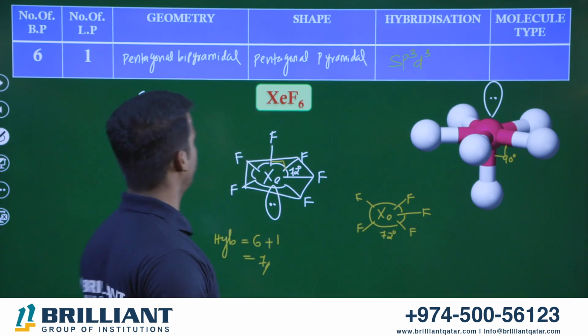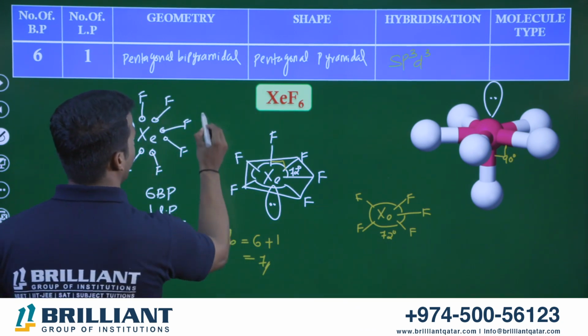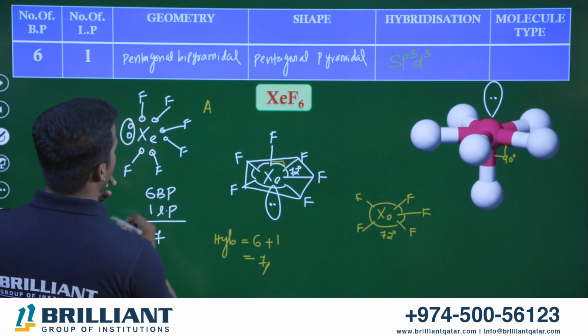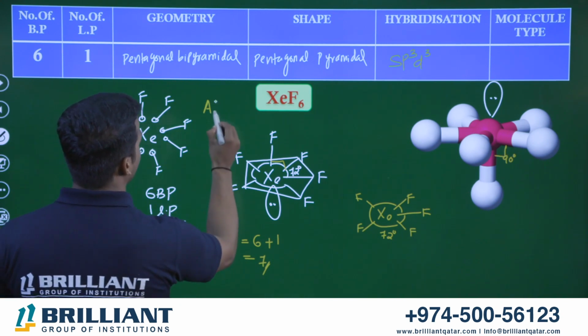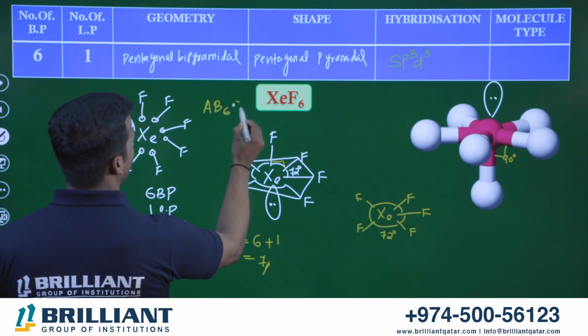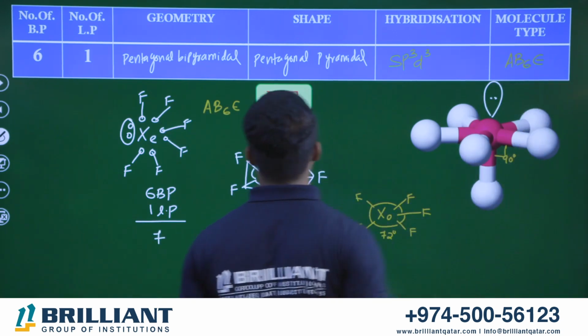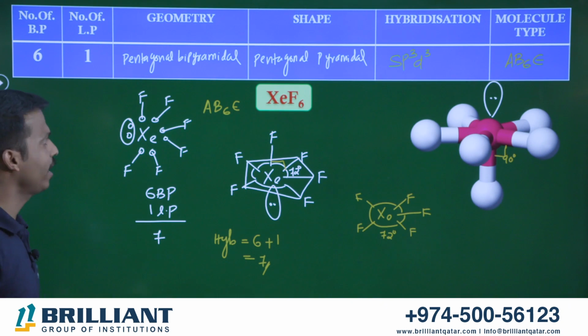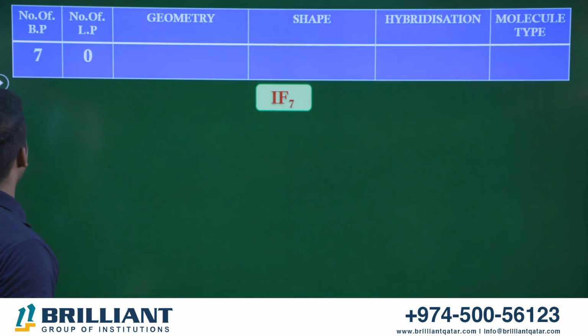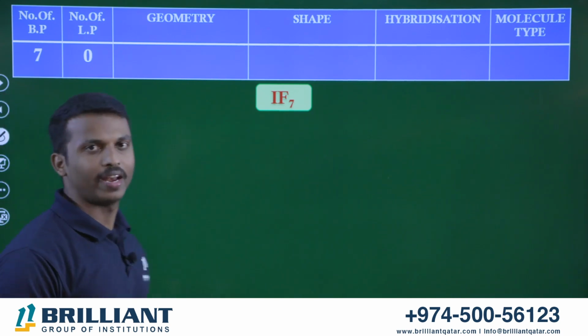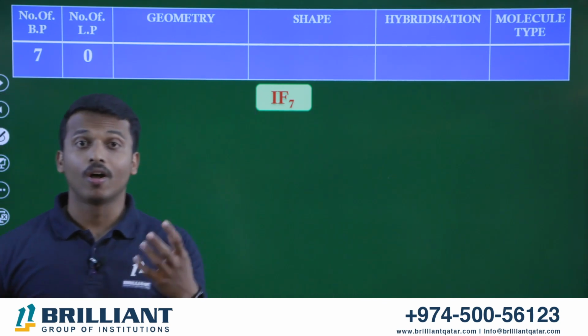What is the molecule type? Only one central atom, therefore A. B6, sorry, how many surrounding elements? 6, right? Therefore B6. Only one lone pair, E. So the type is AB6E type. Alright.